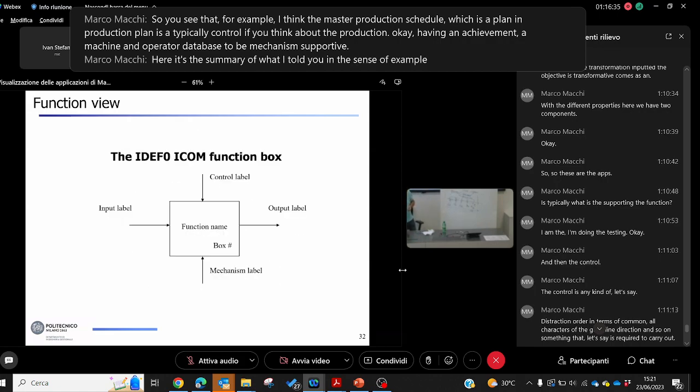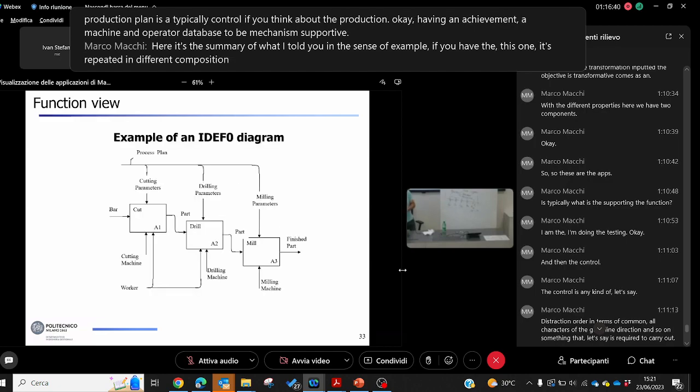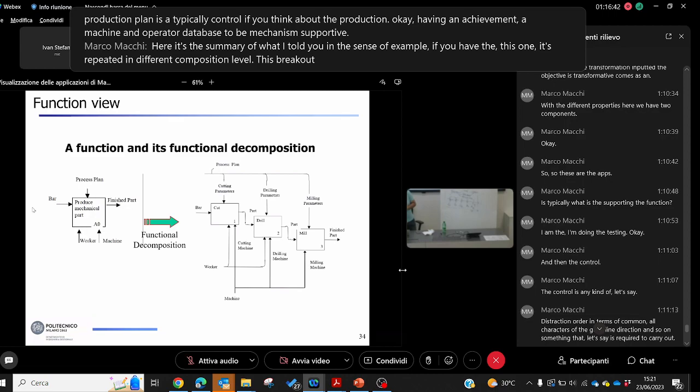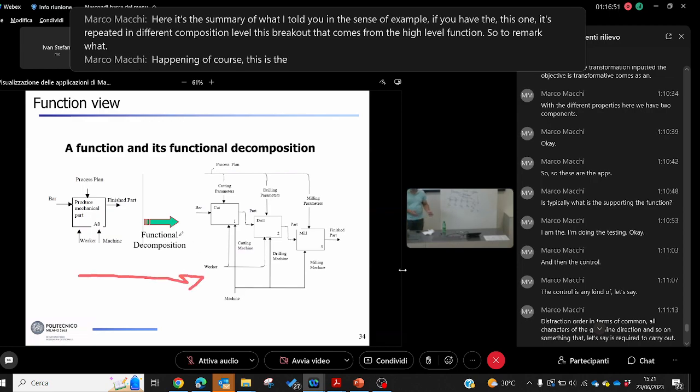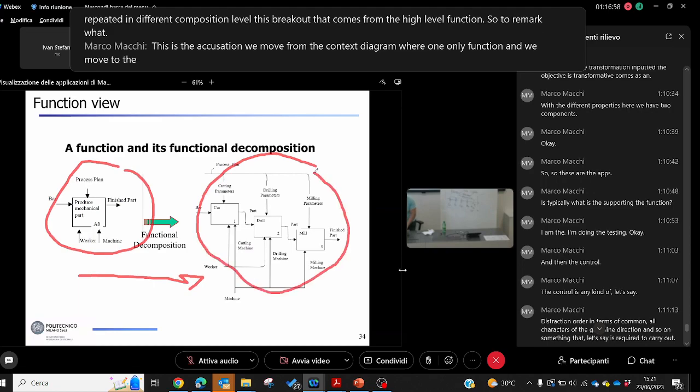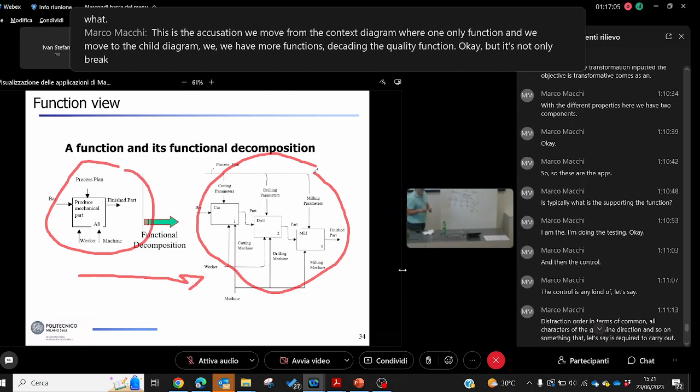Here is the summary of what I told you in the sense of an example. If you have this one, it is repeated at different decomposition levels. This is the breakout that comes from the high-level function. To remark what is happening, of course, this is the hierarchization. We move from the context diagram, where we have only one function, to the child diagram, where we have more functions decomposing the single function. But it's not only breaking down in functions, it's also breaking down in flows.